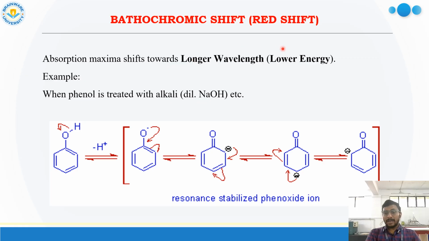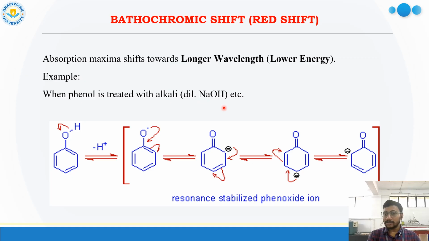Then we have bathochromic shift or red shift. You see the absorption maximum, that is the lambda max, sometimes after treating some chemicals with some reagents, the absorption maximum may shift to a different wavelength. If it shifts to a longer wavelength, meaning lower energy, it is called a bathochromic shift or a red shift. An example is phenol.